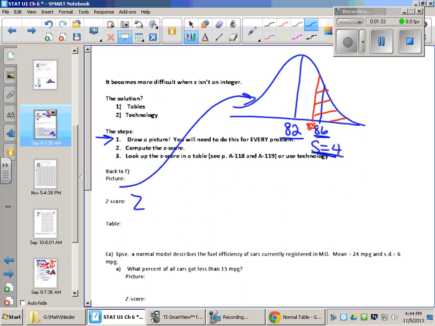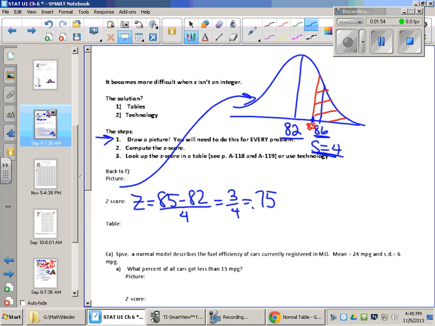Compute the z-score. So for this problem, there was our picture. Let's do the z-score. Our test score was 85 minus the mean of 82, divided by the standard deviation of 4. That gives us 3/4 or 0.75. So that score of 85 is not quite a full standard deviation above the mean. It's exactly 3/4 of a standard deviation above the mean. So how can we figure that percent?